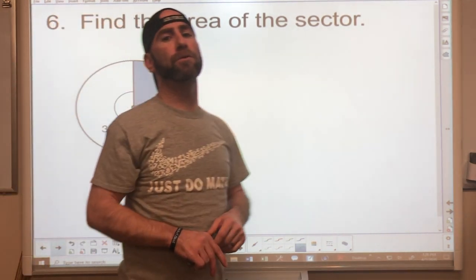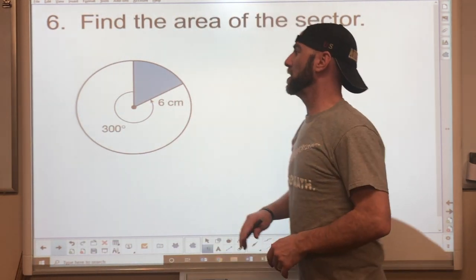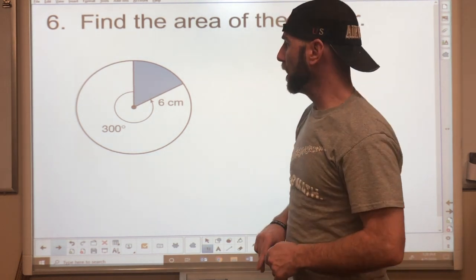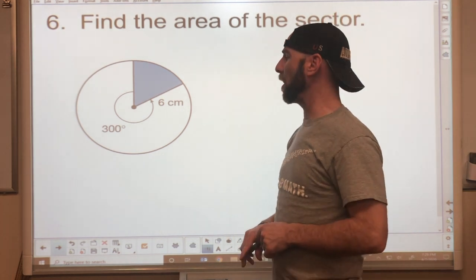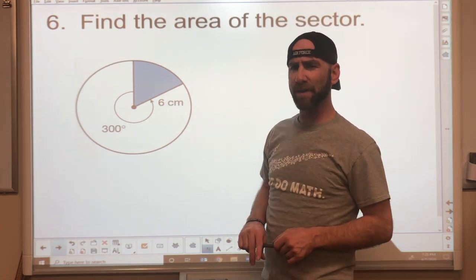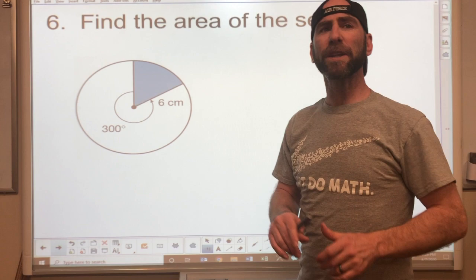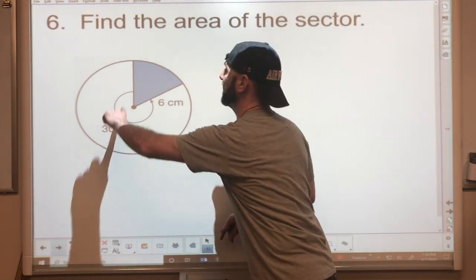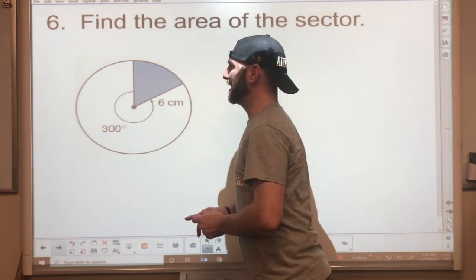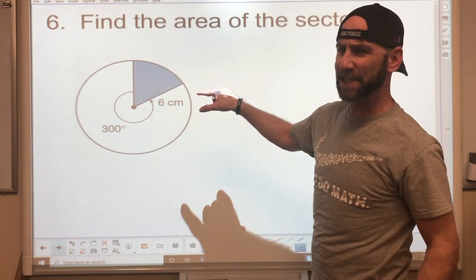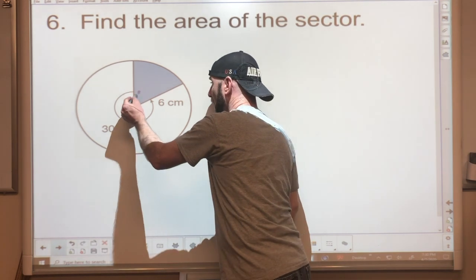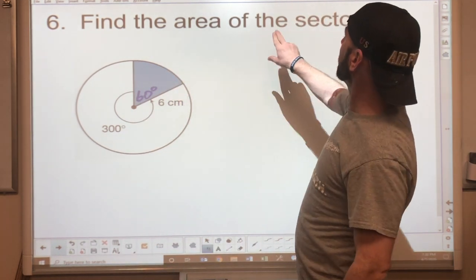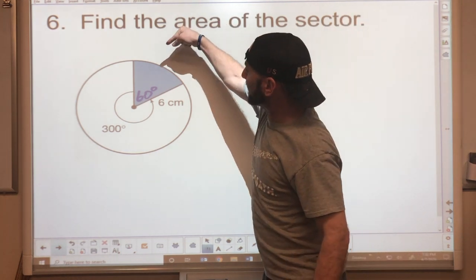Okay, this is something brand new. Find the area of just a little slice. It's called a sector. So we need to find out the measure of the slice. In other words, what's the angle measure of our sector? Well, if this is 300 degrees out there, the interior piece is 60 degrees. Okay, find the area of that sector.